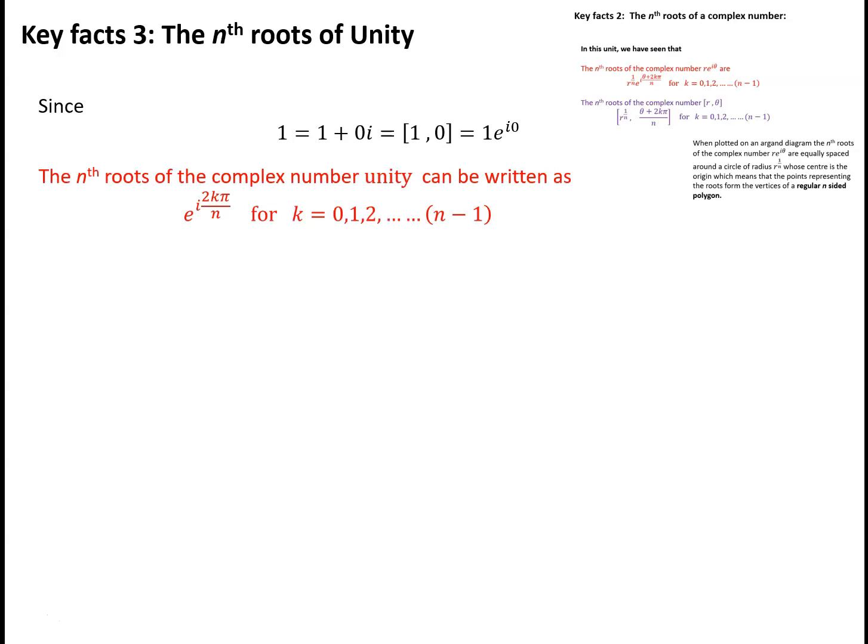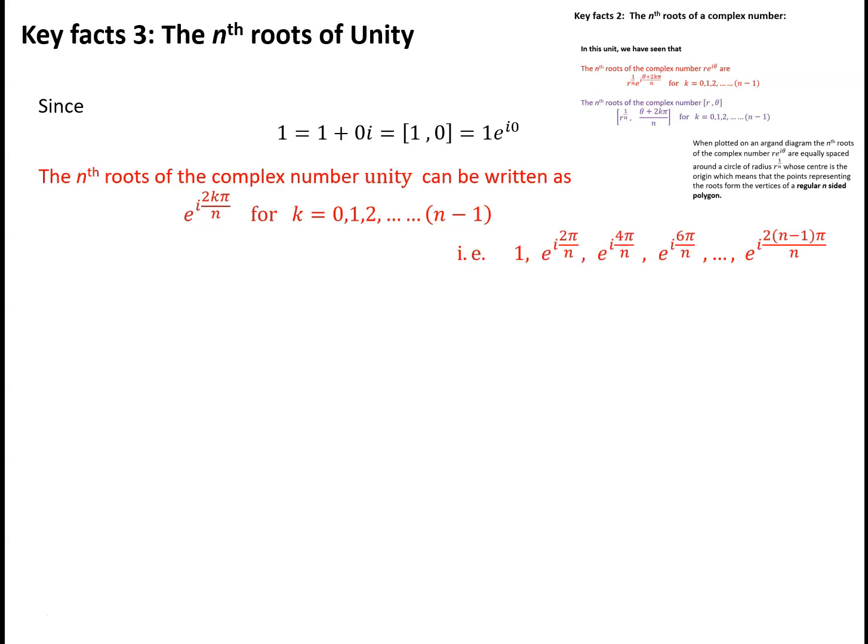Now we're going to apply the results of key fact 2 to looking at the nth roots of unity. Unity just means the number 1, so we're going to look at the nth roots of the complex number 1 plus 0i. Using the results of key fact 2, we can say that the nth roots of the complex number 1 can be written as e to the i times 2k pi over n, for k equals 0, 1, 2, all the way up to n minus 1.